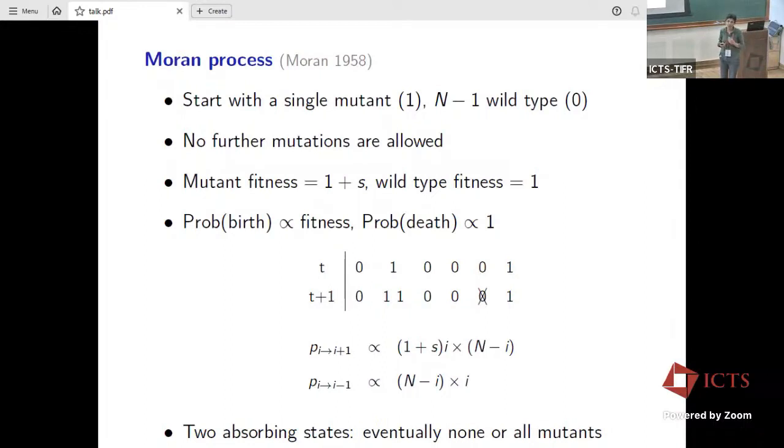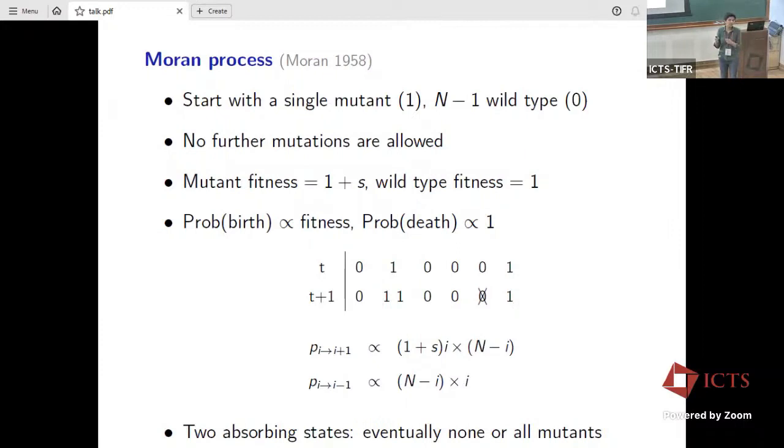So I spoke to you about the Wright-Fisher process. Here I'm changing a little bit. It's called a Moran process. They are similar in many ways, but let me just define this process for you because that's what I find easier to work with. So in this process, again, I'm thinking of a single locus, and we have a single mutant, which I'll denote by 1, and there are n-1 wild type.